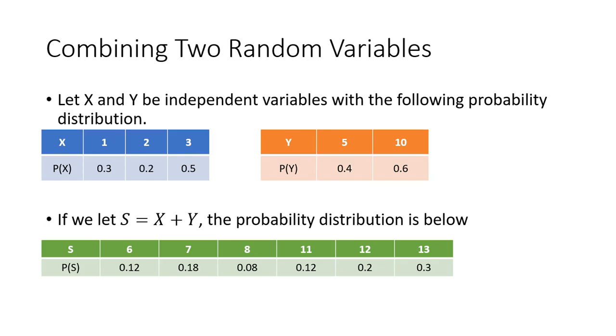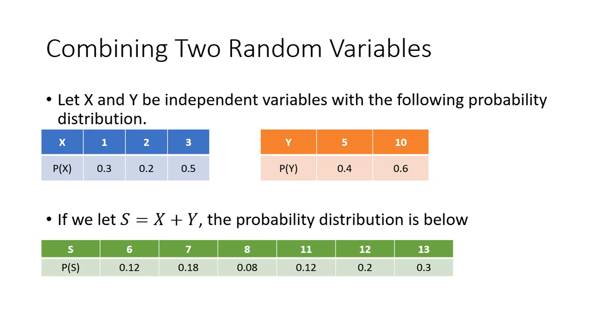And so they are independent of each other, they are separate, there's no connection between them. And so we have the probability of x being 1, 2, 3, as shown, and the probability of y being 5 or 10, as shown. Now, the question that we're going to be looking at is what if we want to combine them? So, what if we want to say x and y occurring, addition of them?